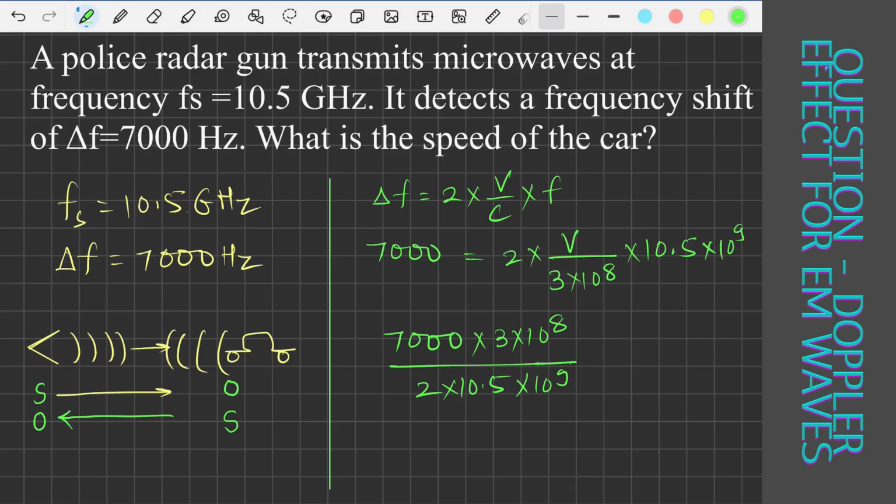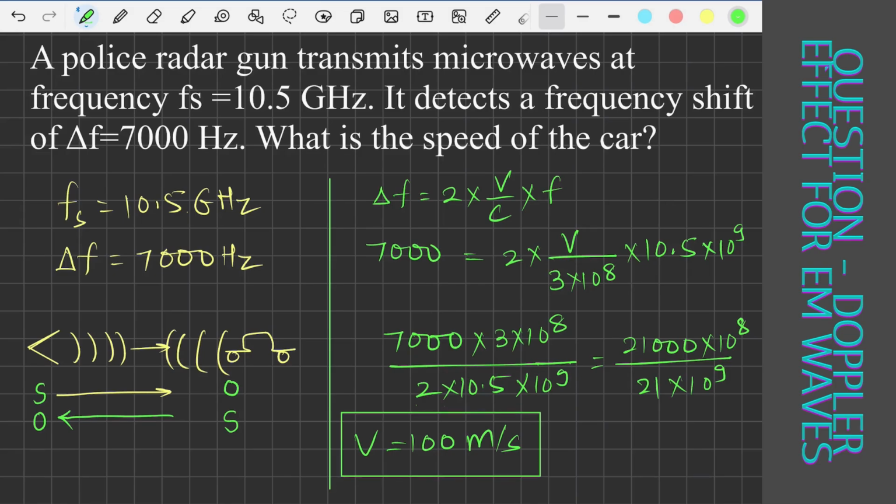If you simplify and do the multiplication, you will get 21,000 into 10 power 8 divided by 2 into 10.5, that will give us 21 into 10 power 9. If you further simplify it, you will get 100 meters per second as the speed of the vehicle or the speed of the car. So this is the final answer.